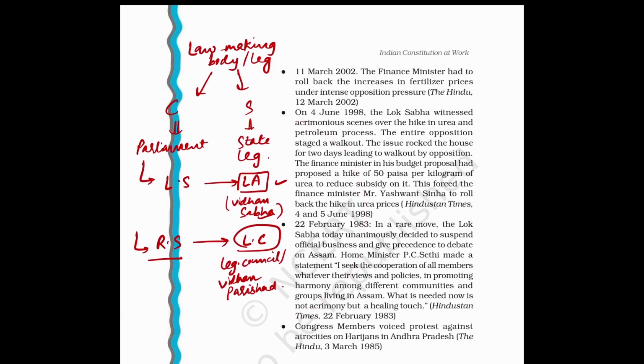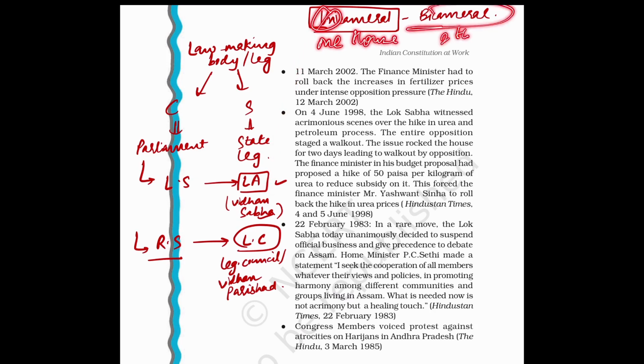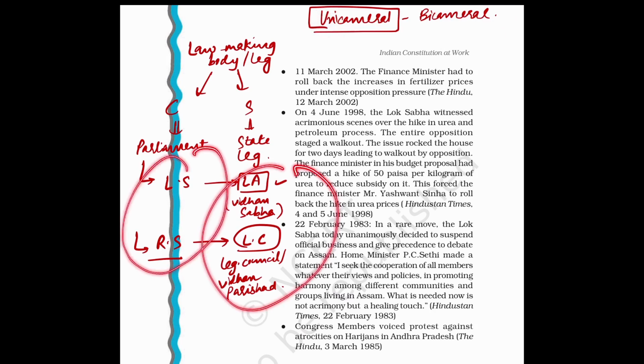The second thing you need to understand is two terms. One is unicameral, the other is bicameral. Now, when there is only one house, for example, those states which do not have a legislative council and only Vidhan Sabha, only legislative assembly, that will be called unicameral. Uni means one, so one house. And wherein you will have two houses, that will be known as bicameral. So two houses, either in the state or at the center.